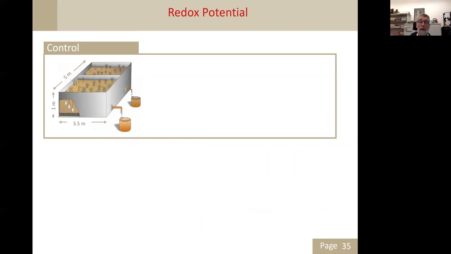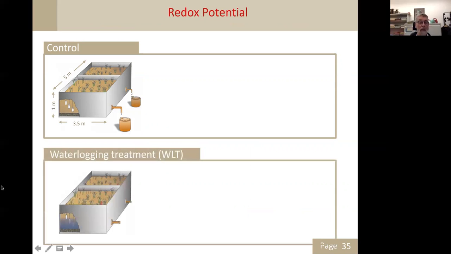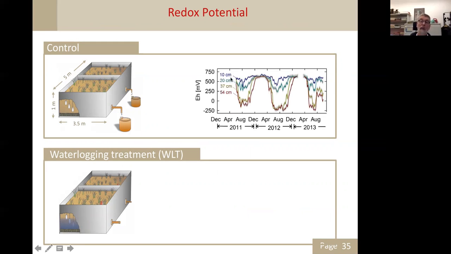And now I show you first the redox potential, how it responded to the treatment. The top graph is for the control and the lower graph for the waterlogging treatment. Here you see the redox potential measured at 4 different depths, 10 centimeters below soil surface, 20, 37, and 54 centimeters. 70 centimeters was the entire depth, but it varied, so this was the lowest measurement we could take above the drainage layer.